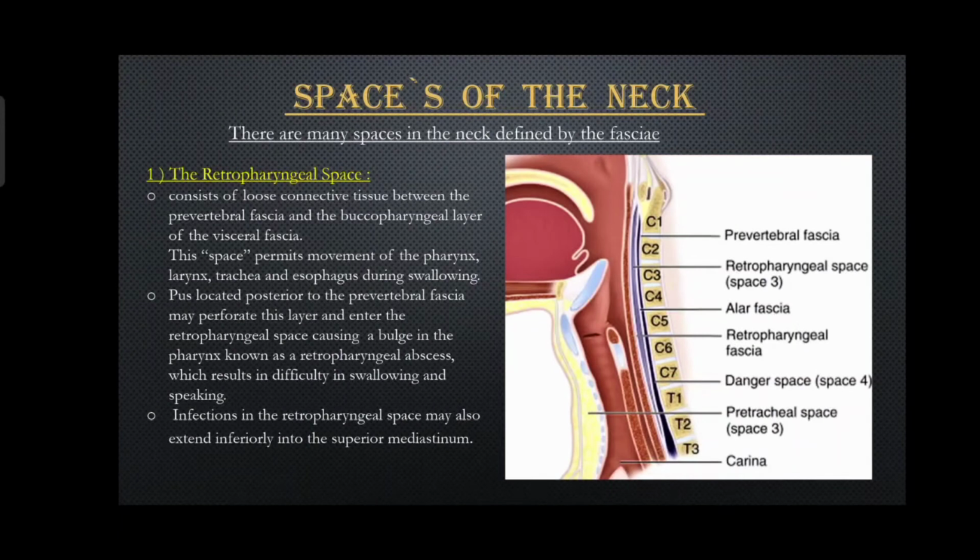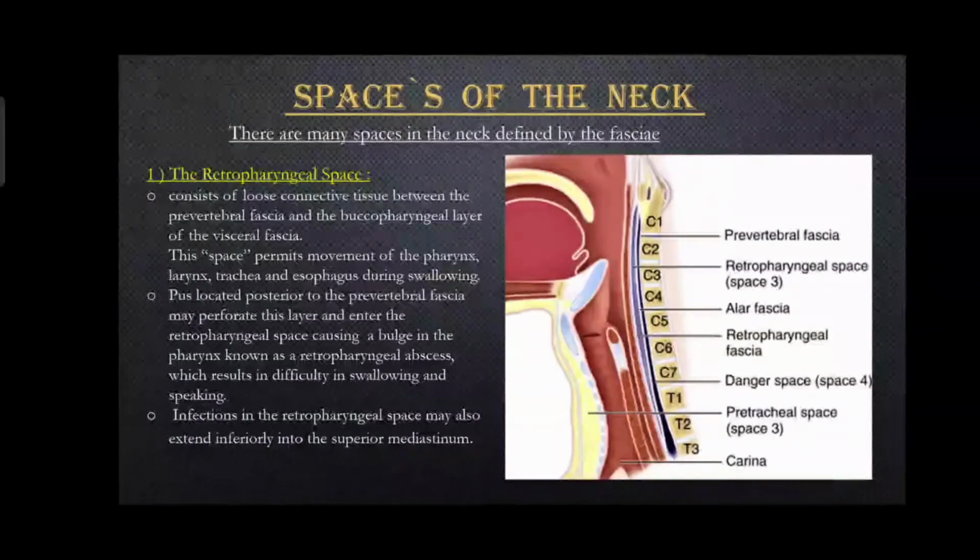Now let's talk about the spaces of the neck. There are many spaces in the neck defined by the fascia. First, the retropharyngeal space. This space basically permits the movement of the pharynx, larynx, trachea, and esophagus during swallowing. This space consists of loose connective tissue between the prevertebral fascia and the buccopharyngeal layer of visceral fascia. Infections in this space may also extend inferiorly into the superior mediastinum.